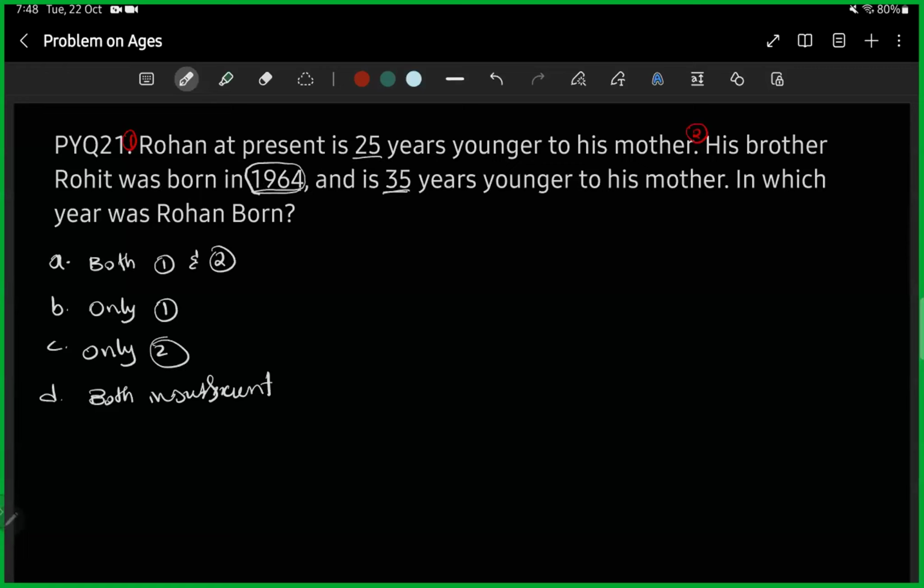But the actual question that was asked in the NPSC was a statement based question. This is statement 1, this is statement 2. The options were: both statement 1 and 2 are required, only 1 is required, only 2 is required, and both statements 1 and 2 are insufficient. So here our answer will be option A, B, C, or D. Option A, sir. Yes, we need both the conditions to get the answer. So this is our answer.